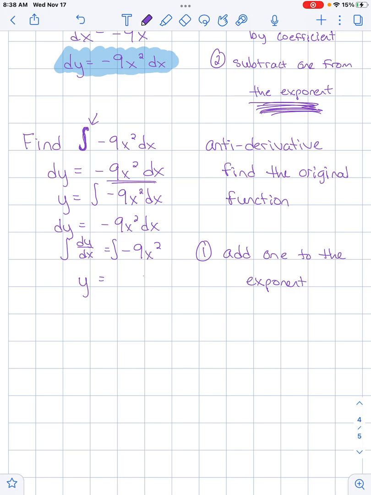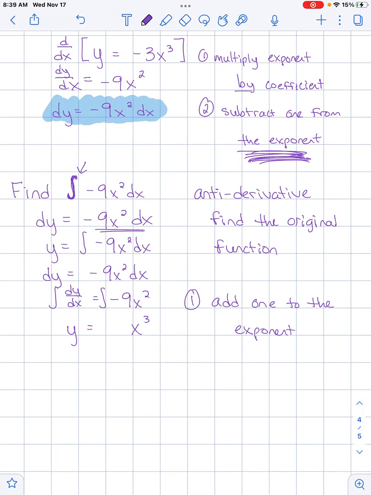All right, if I add 1 to x squared, now I have x cubed, okay? The first step in the power rule was to multiply the exponent by the coefficient. So now in our effort to work backward, we're going to divide the coefficient by the exponent. If I take negative 9, divided by the new exponent, which is 3, I end up with exactly what we started with up above, which was negative 3x cubed.